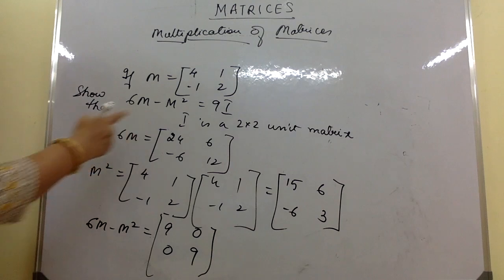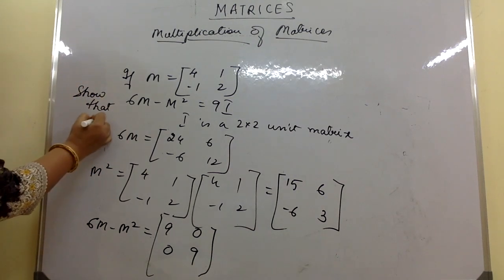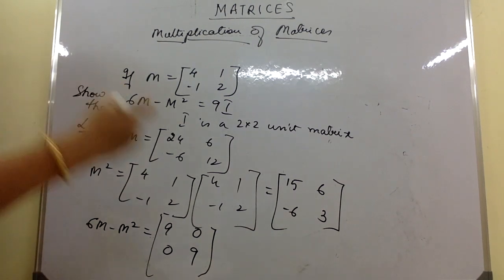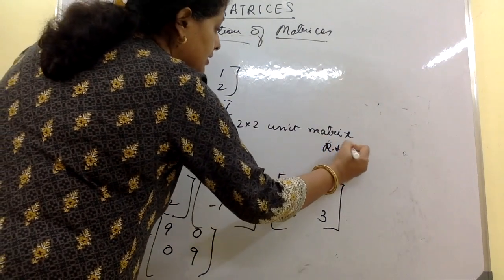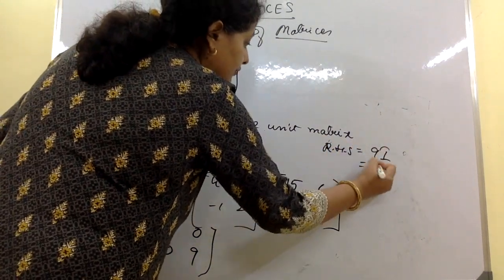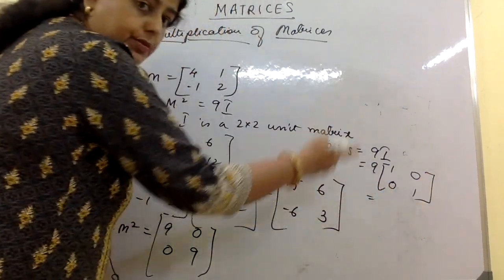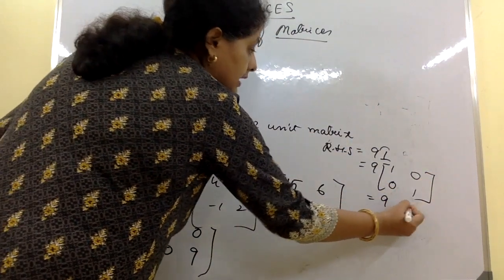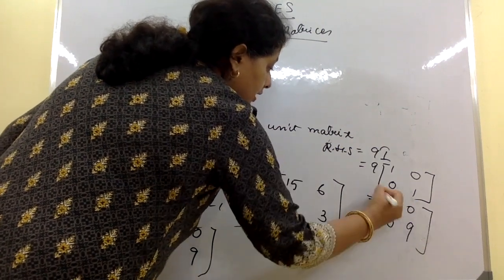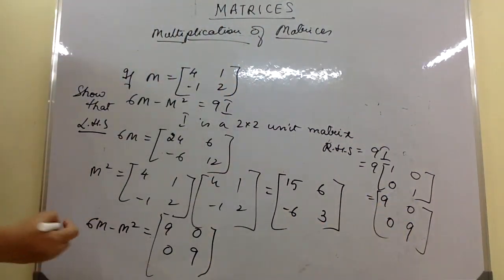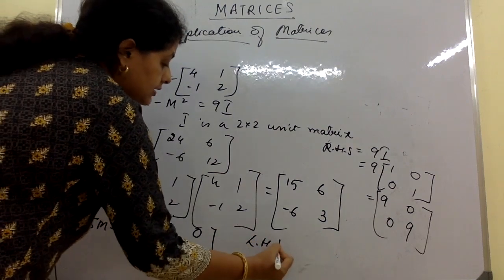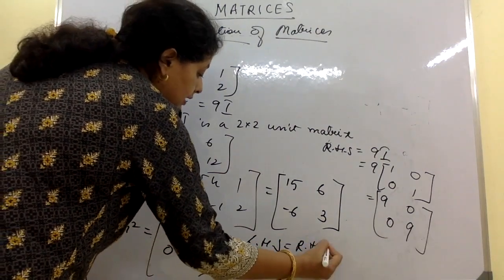Now what is this? 9, 9. Now this much was my LHS, the left hand side. Let me see the RHS. RHS is equal to 9 into 1, 0, 0, 1. That is a 2 by 2 unit matrix, and that is 9, 0, 0, 9. Okay, therefore yes, we have shown it. So LHS is equal to RHS.